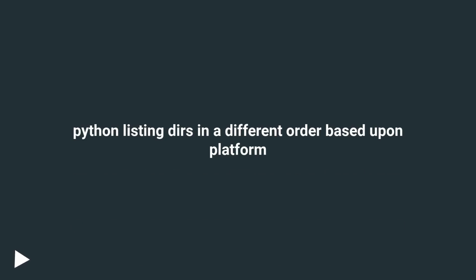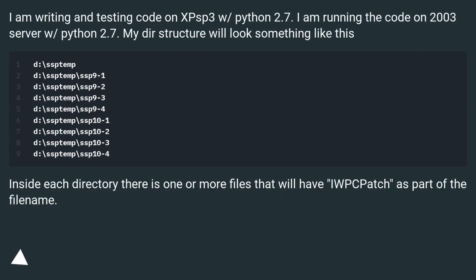Python listing DIRs in a different order based upon platform. I am writing and testing code on XPSP3 with Python 2.7. I am running the code on 2003 server with Python 2.7. My dir structure will look something like this.